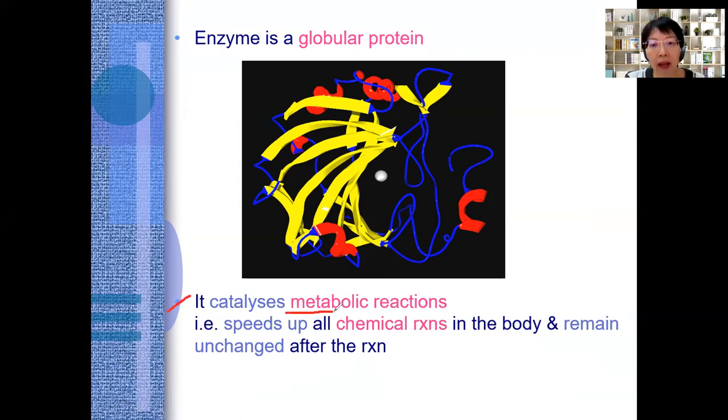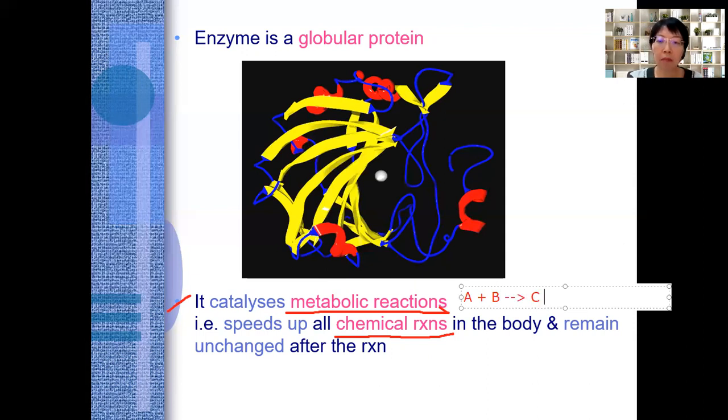Now, what are metabolic reactions in our body? Metabolic reactions are all the chemical reactions in the body, which you can represent using the chemical equation like A plus B to form C plus D. So this is an example of chemical equations. So all the chemical reactions in the body, which you can represent using the chemical equations like this, are all called metabolic reactions. And all these metabolic reactions must be catalyzed by enzyme.